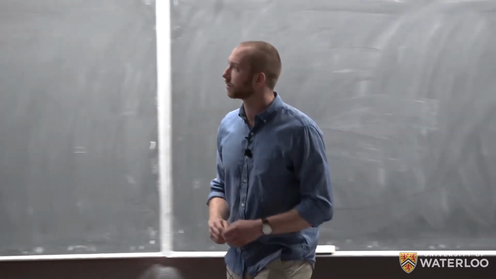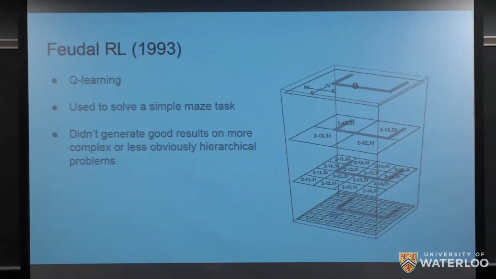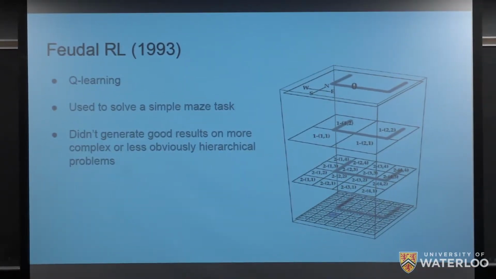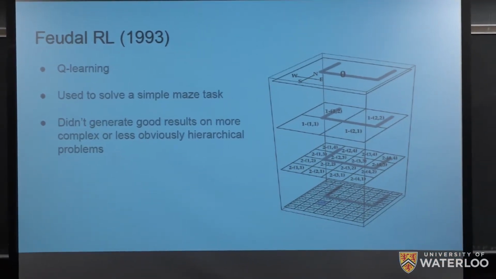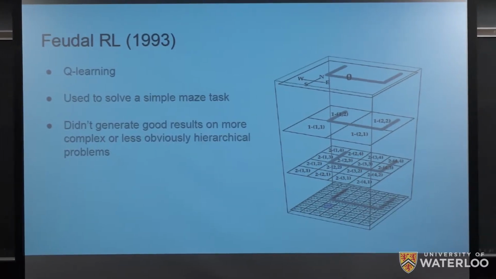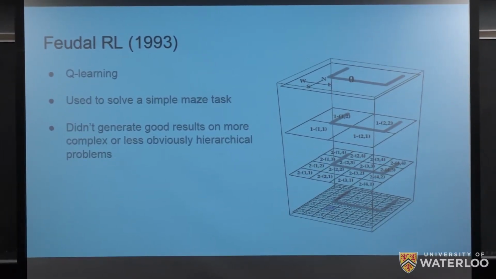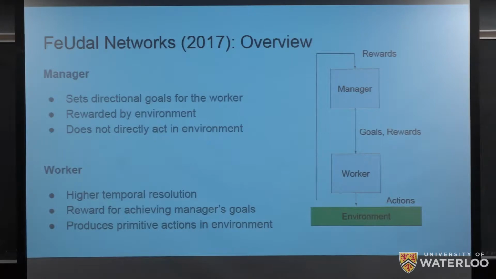And FeUdal reinforcement learning was limited. Their experiment was just a maze task. They used Q-learning and solved the simple maze task. It was a problem that really easily lent itself to a hierarchical task. So it worked here, but for a long time, there wasn't a whole lot of interest in FeUdal reinforcement learning.